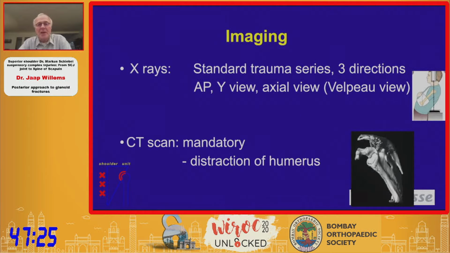Well, for imaging, the standard trauma series are important. If the patient is not able to abduct the arm, a Velpeau view is very helpful to get information on your X-ray. But I think if you treat a glenoid fracture, CT scan, and especially 3D reconstruction, is mandatory. And you should ask your radiologist to distract the humerus to get a proper sagittal view on your glenoid.